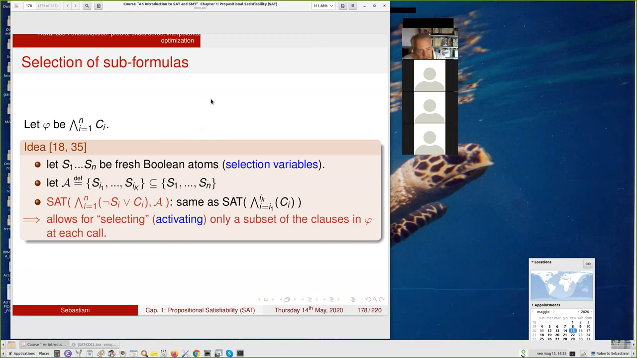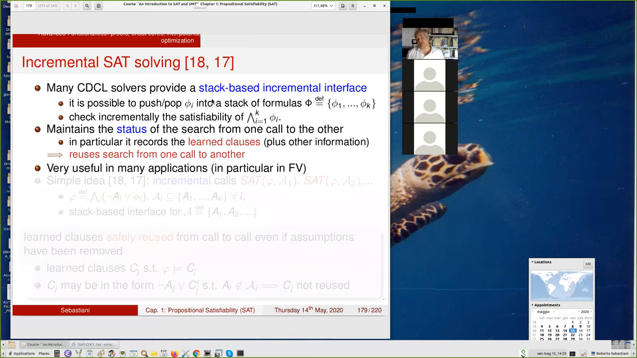So why is this so interesting? Well, apart from being a useful thing per se, this has a very important application in incremental SAT solving. It was the first way to implement an incremental SAT solver. This was proposed by Een and Sörensson in 2001, if I remember correctly.